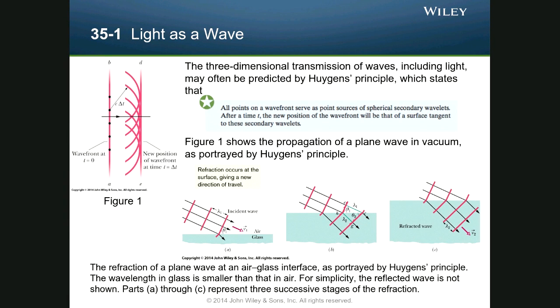So we have here sort of our makeup. We saw some of this stuff when we looked at electromagnetic waves, right? Between the angle of incidence, reflection, and refraction. We can see these refracted waves. So a three-dimensional transmitting wave, which includes light and sound, can be predicted by Huygens principle, which is very important, all right? And it's going to state that on a wavefront, all points on a wavefront serve as point sources of spherical secondary wavelets. At a time t, the new position of the wavefront will be that of a surface tangent to the secondary wavelets.